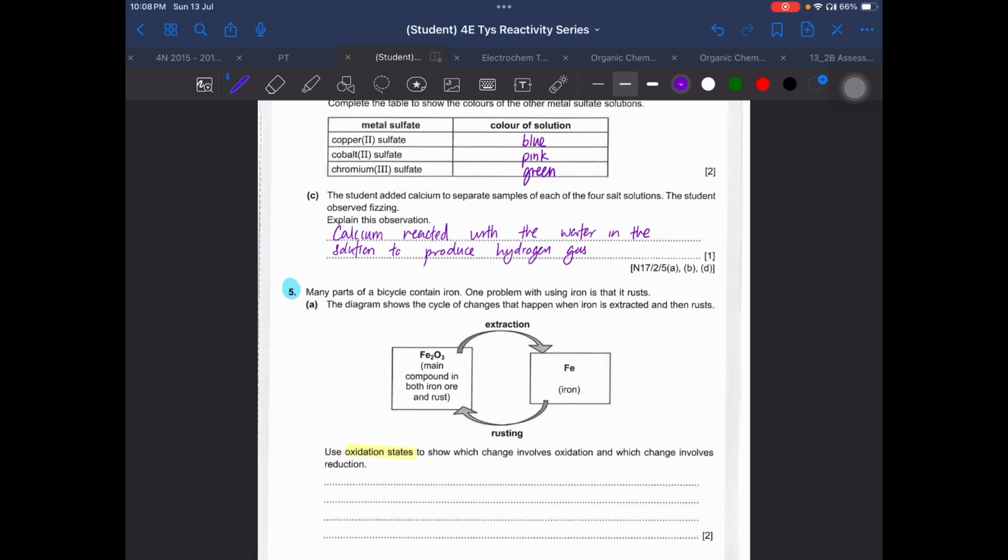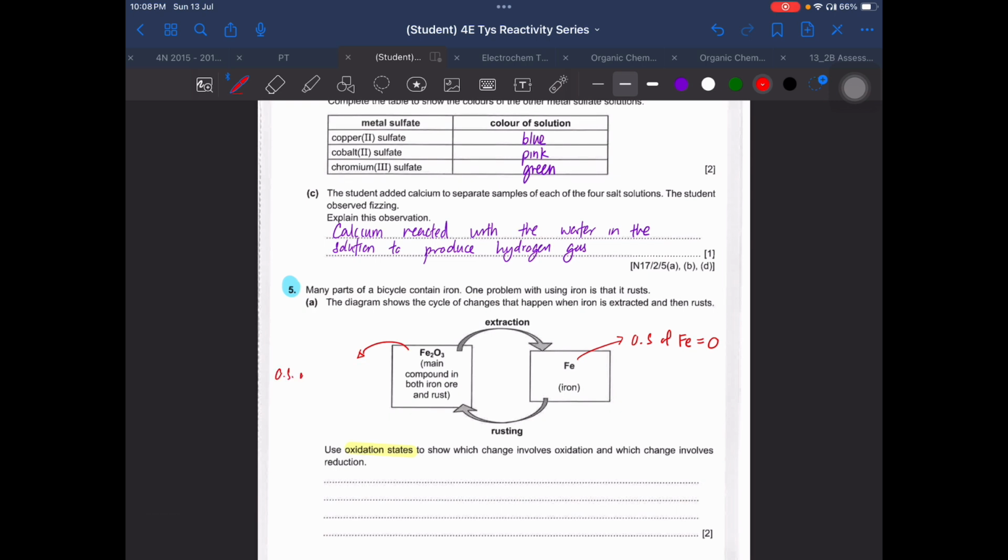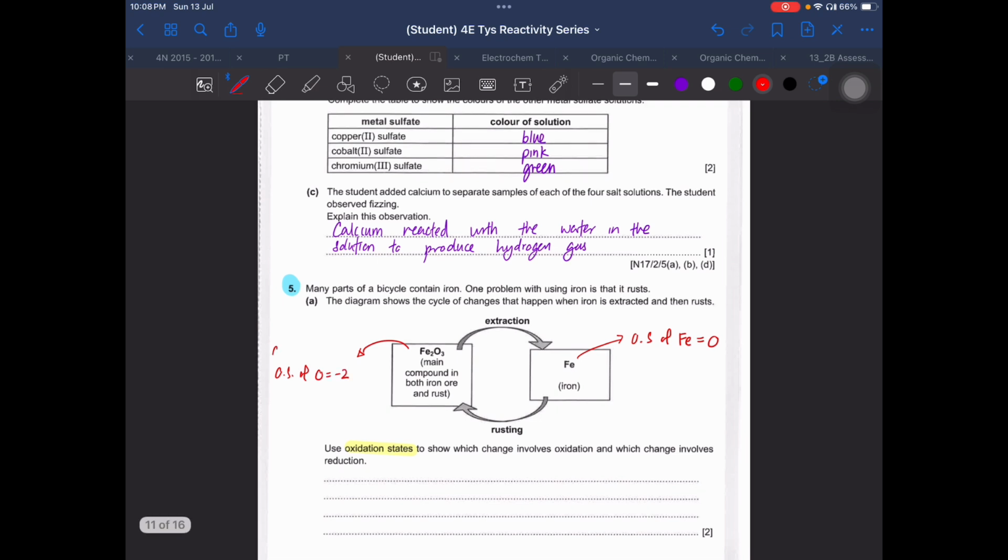So let's start first with the oxidation state. Iron as an element, the oxidation state of Fe will be 0 because for all pure elements in their original form, the oxidation state will be 0. Fe2O3 as a compound, we'll know that the oxidation state of oxygen will have to be -2. And in this case, if you were to work out the oxidation state for iron, it will actually be +3. Right.